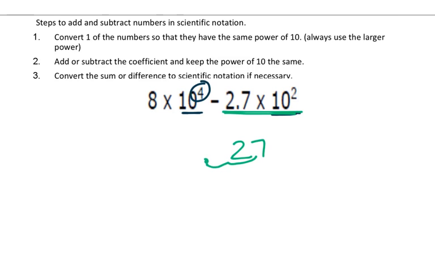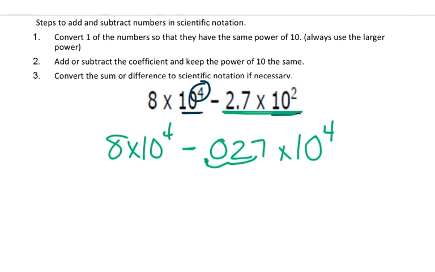1, 2. And we add our 0 in. Now we're at 10 to the fourth power. Okay? We're keeping our 8 times 10 to the fourth power. Now they have the same power of 10. That was our first step.